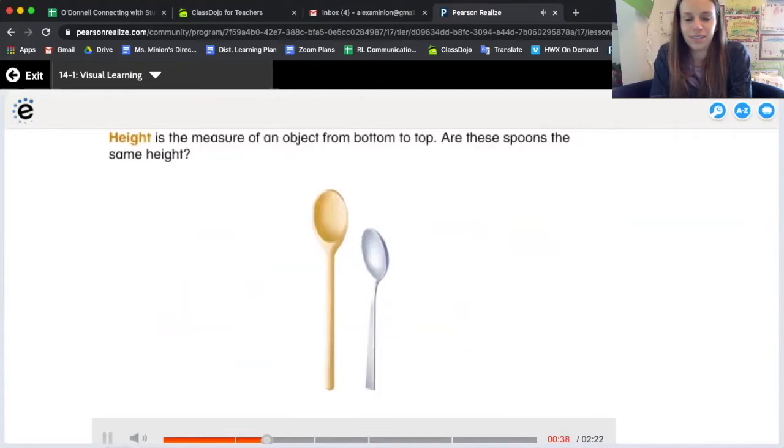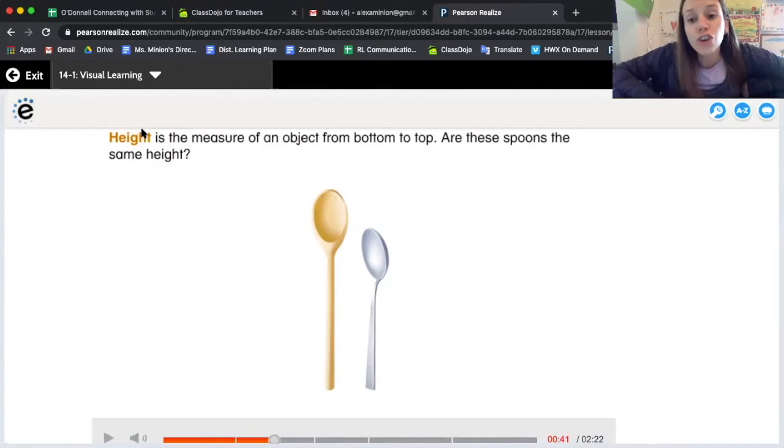Height is the measure of an object from bottom to top. Wait, let's think about this. This word is height. Can you say height? Say it with me. Height, height, height. Height is the measure of an object from bottom to top. For example, if you are 4 feet tall, that's your height. That's how much space is between your toes and your head. That's height from bottom to top. Are these spoons the same height?